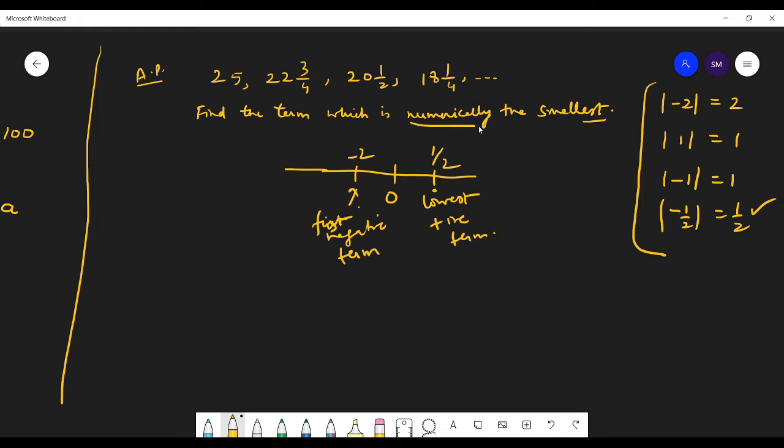So students, in this case you have to find which one is the lowest positive term and which one is the first negative term, where the negative starts. Out of these two, you then find the mod. Or you can directly tell that minus 1 by 2 is numerically smallest. Got the question, students? Yes, sir.